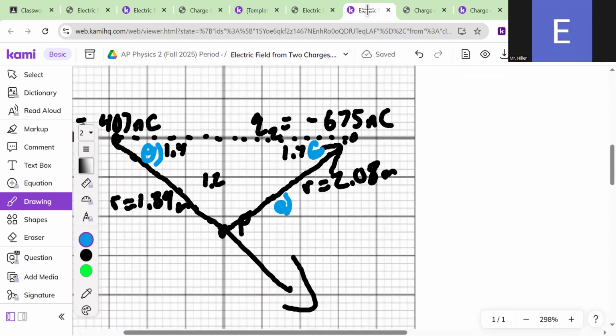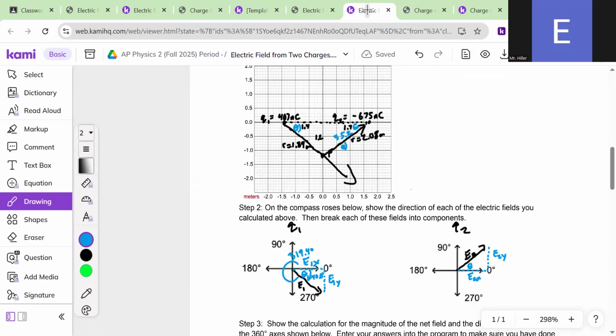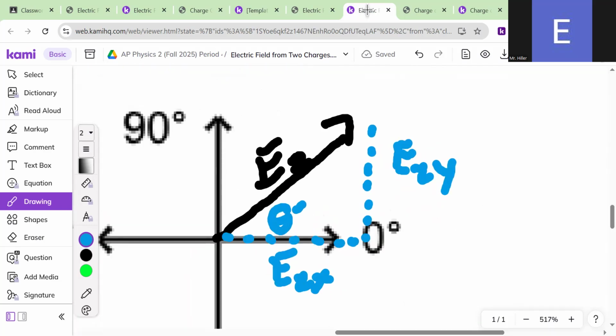Okay, so now I'm going to go the arctan of 1.2 divided by 1.7. And I'm getting about 35.2 degrees. That's roughly what that's going to be right there, about 35.2.